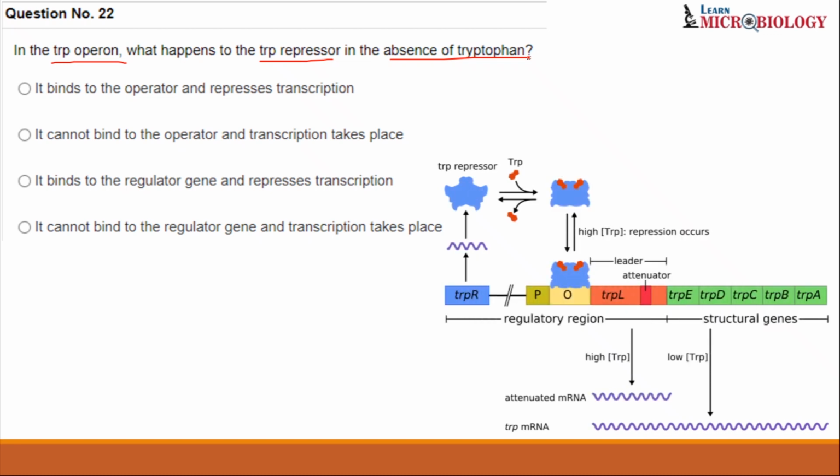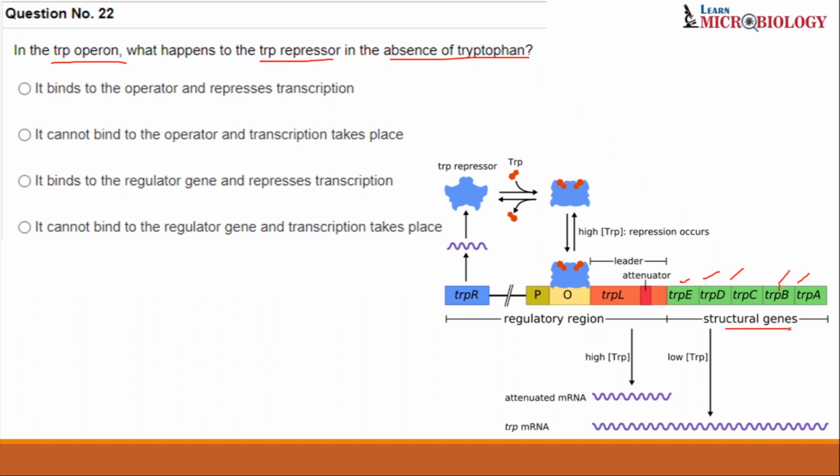As we know, the lac operon was negatively induced. Here, the TRP operon is also negatively induced. The lac operon synthesizes gene products which help in the breakdown of lactose, but in the TRP operon, the gene products help to synthesize tryptophan. Check this operon: these green ones, E, D, C, B, A, are the structural genes, 5 genes which produce 5 different proteins important for synthesis of tryptophan in the cell.